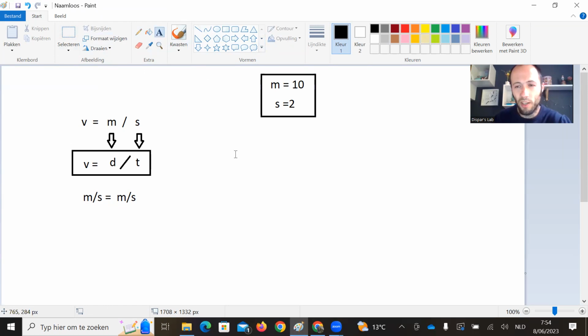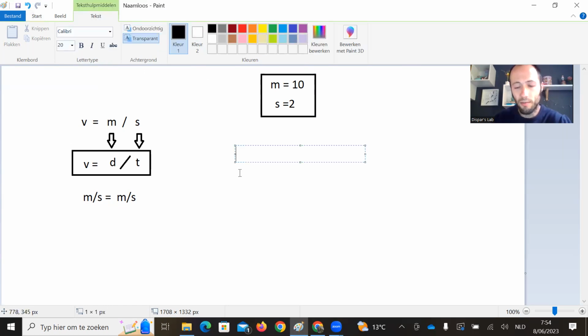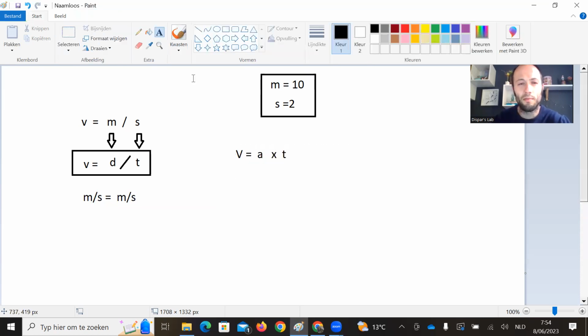If we want to know what the velocity is after a certain amount of seconds, then velocity equals acceleration times time. Let's say our acceleration is 10 meters per second. So we are gaining 10 meters per second every second. After 3 seconds, our velocity will be 30 meters per second.